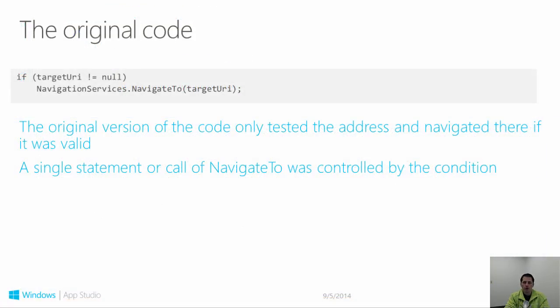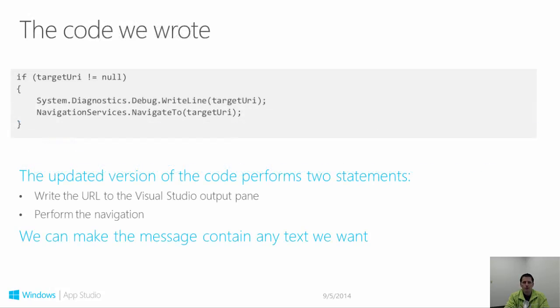Here's a walkthrough again of what you just saw. This is our original code. The if statement determined if a URL is in the target URI variable. If the variable is not empty, then the navigation service is used to open the URL. We just worked with the same code segment and added a new line. This new line used the debug object to write a line of output to the debug output pane in Visual Studio. Now, with the new code, the if statement will determine if a URL is available in the target URI variable. It then proceeds to run the next two lines of code inside the curly braces.